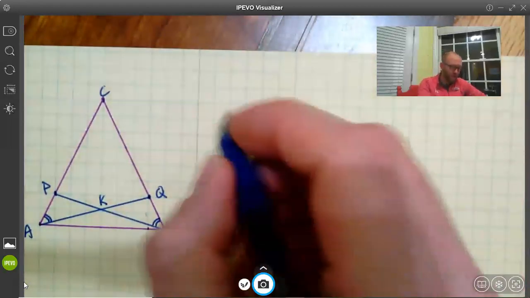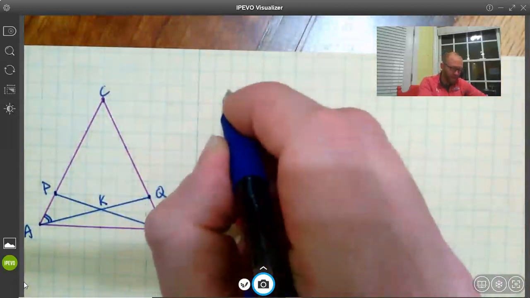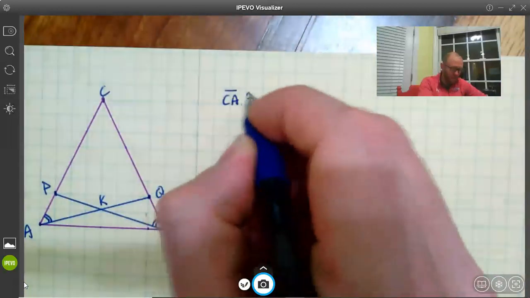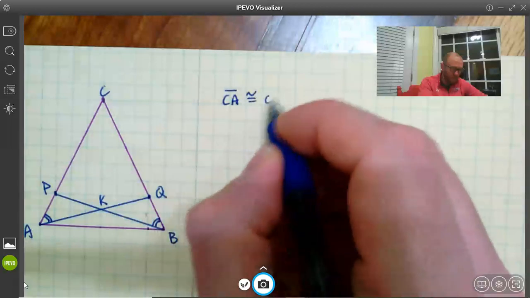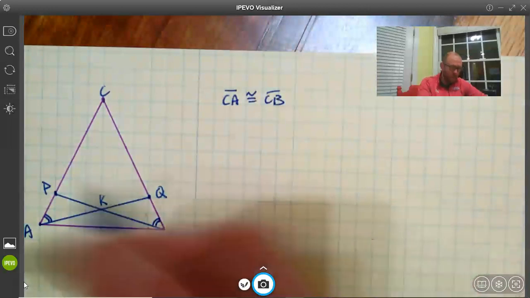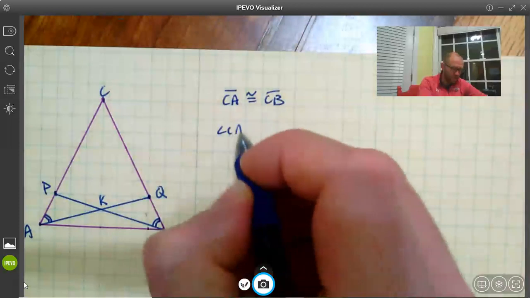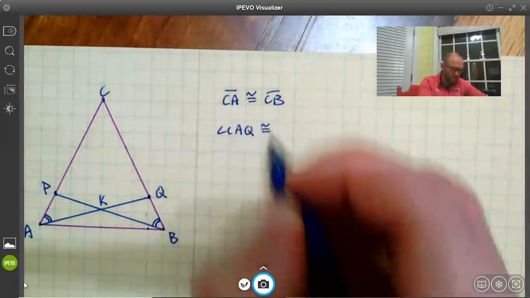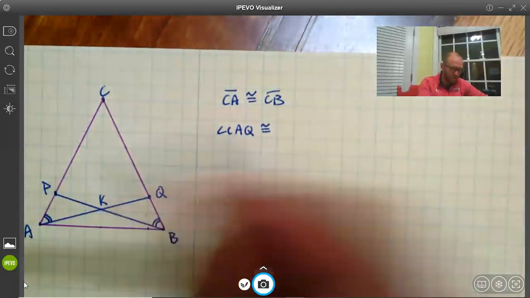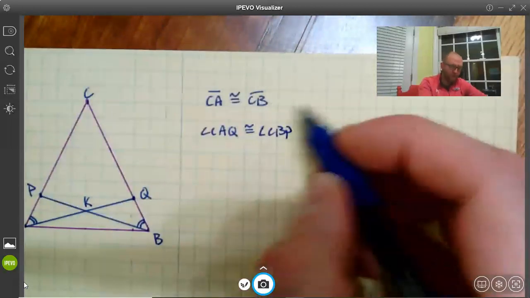So we're going to start out with saying that CA is congruent to CB, and we're going to say that angle CAQ is congruent to angle CBP. Okay. That's just given.